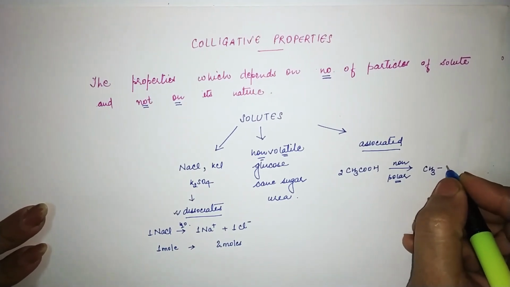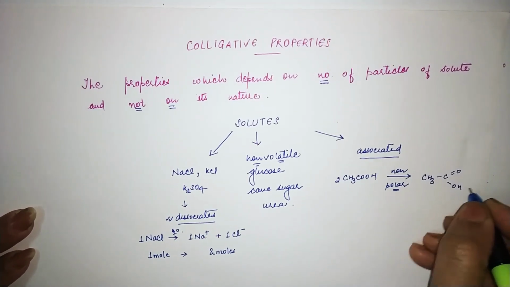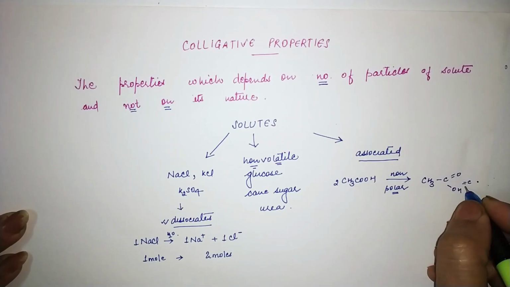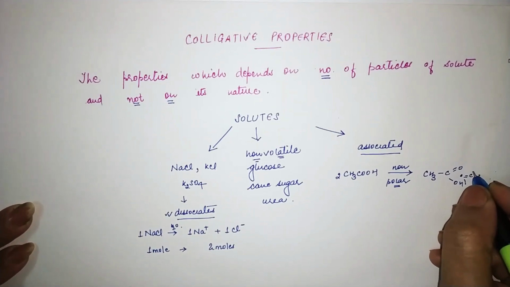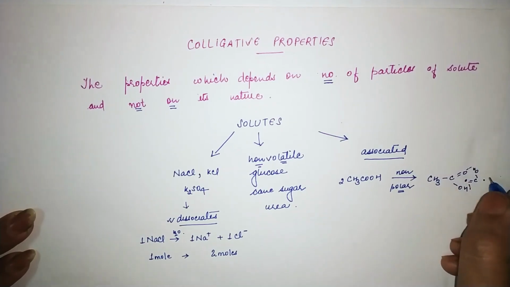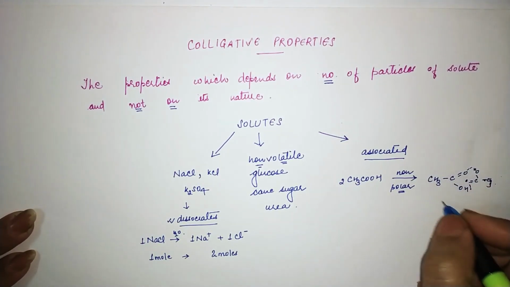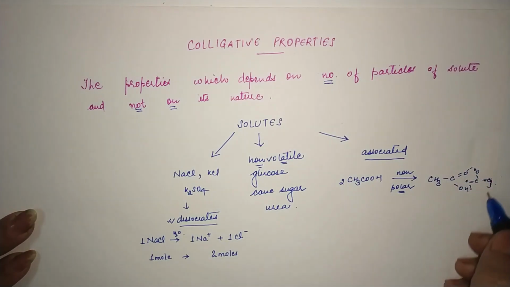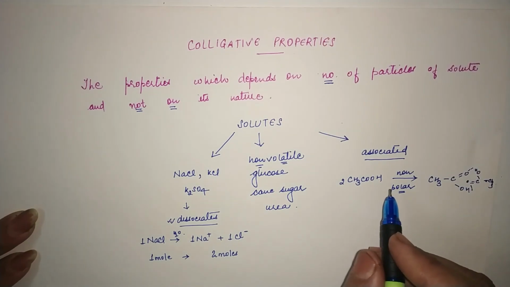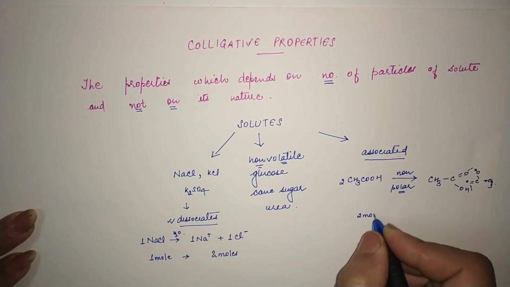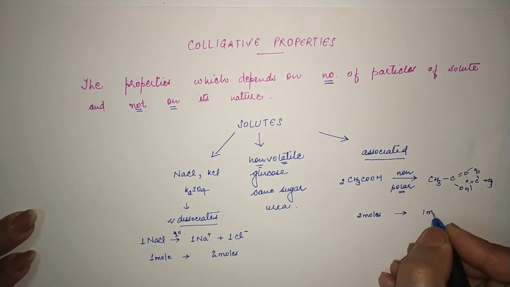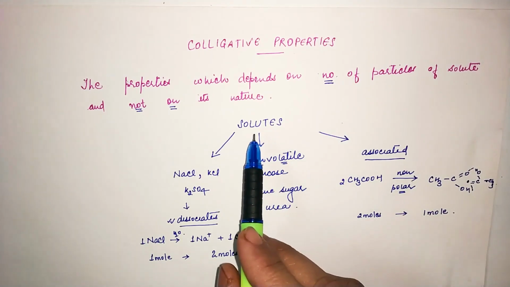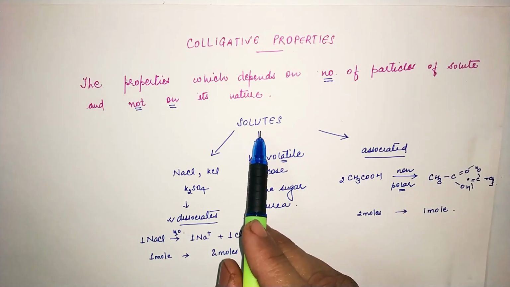How do they dimerize? See, C double bond O, OH. Now the other molecule, C double bond O, this will form a hydrogen bond. This OH will form a hydrogen bond, and here it is CH3. So from 2 molecules we are getting 1 molecule, meaning it is getting associated. So from 2 moles we are getting how many moles here? 1 mole.